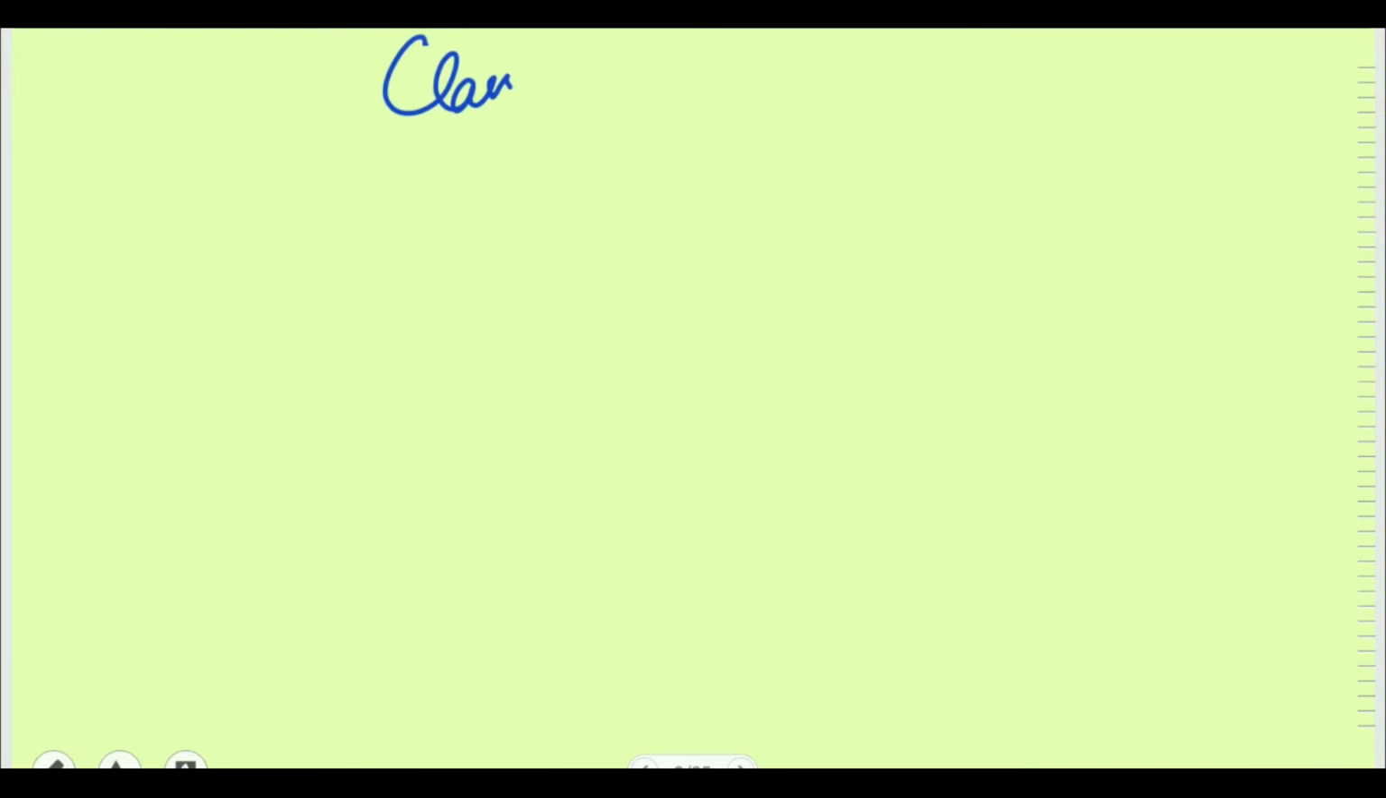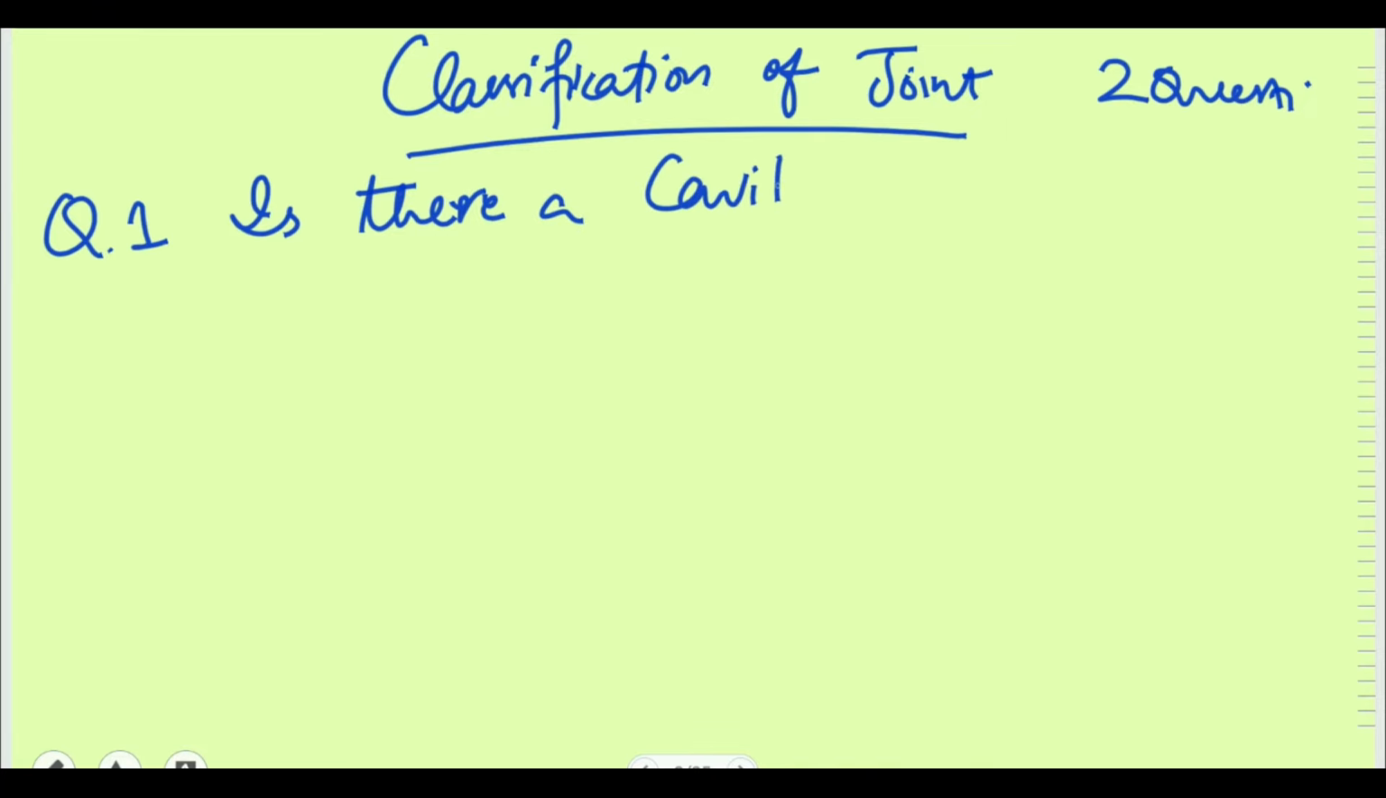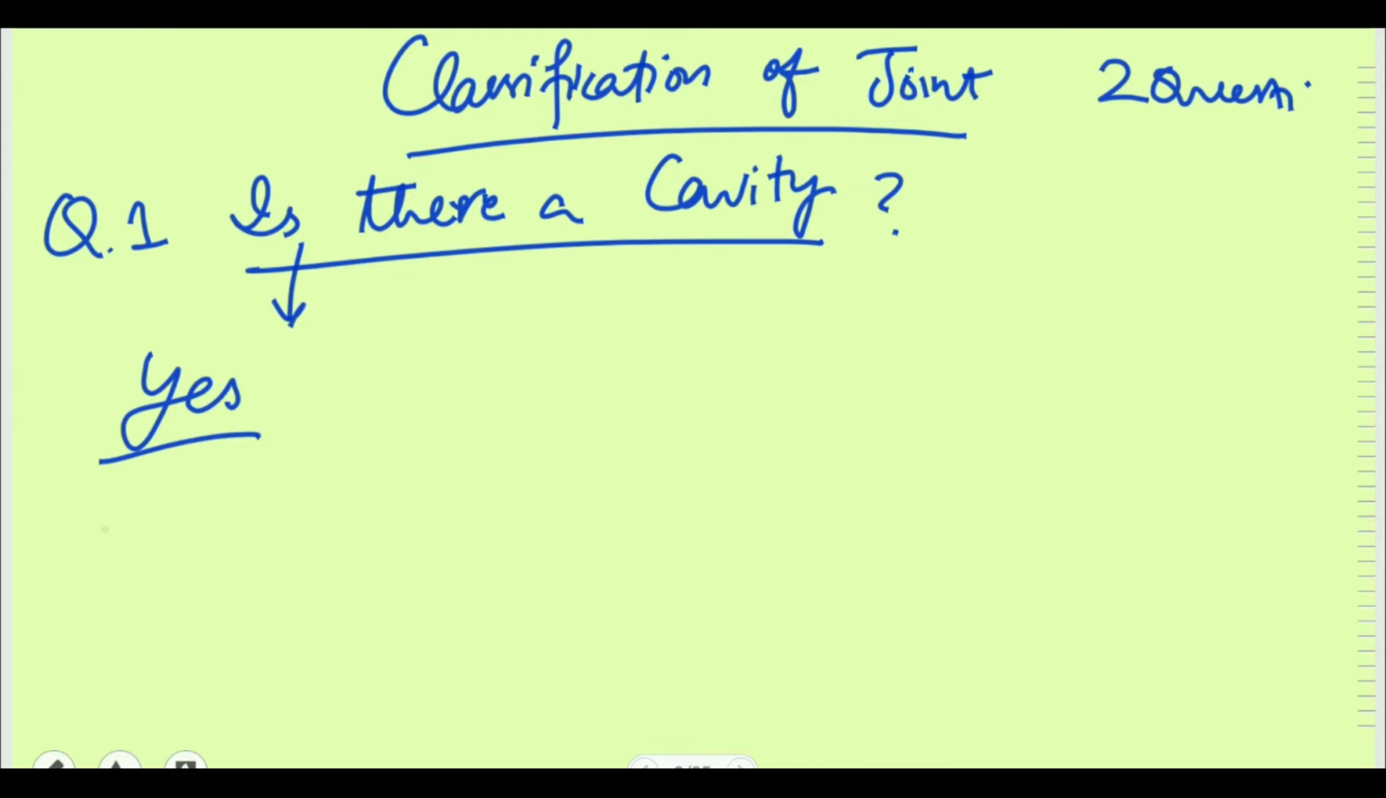Now the classification of the joints. The classification of the joints, I will simplify for you. Always keep in mind you have to answer two questions. Question number one is: is there a cavity between two bones, given that there is contact between the two bones? Is there a cavity? If the answer is yes, then the joint is a cavitated joint or diarthrosis.